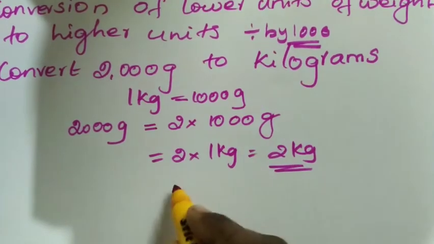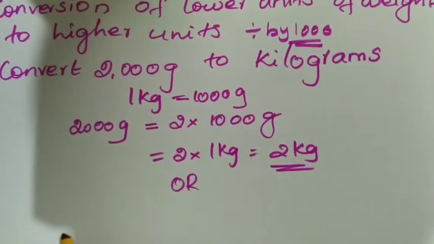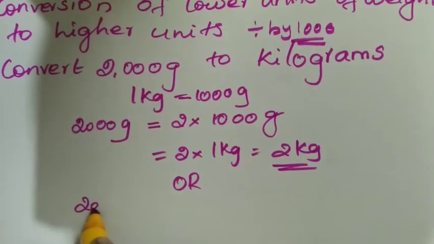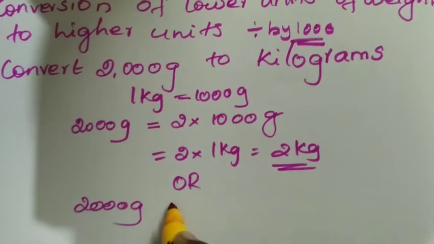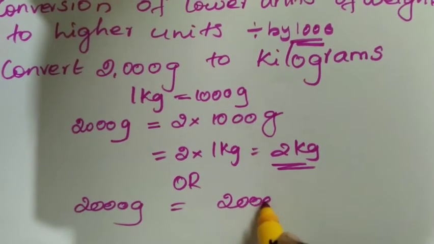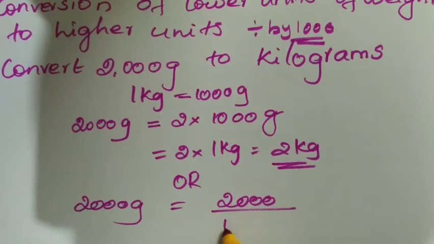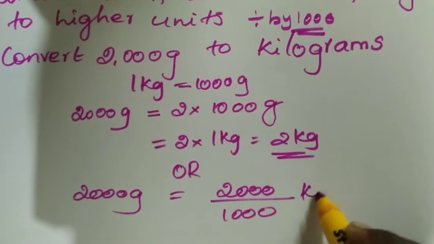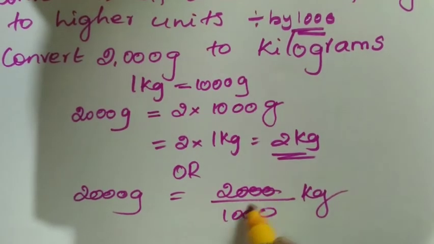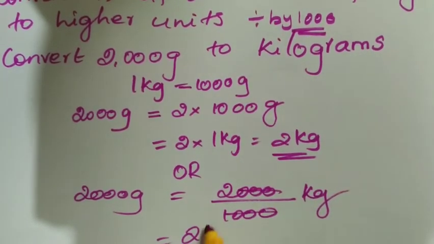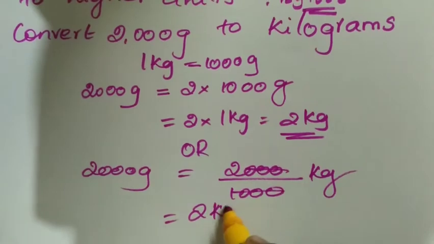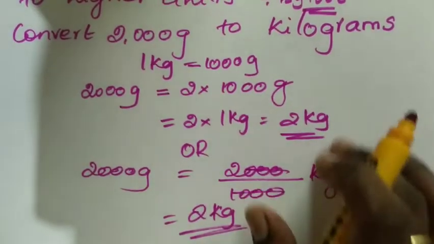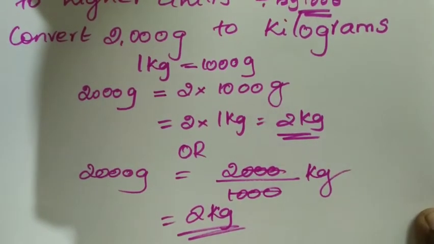The second method is to write the question as 2000 gram is equal to 2000 divided by 1000. 2000 divided by 1000. So 1000 write as kg. So we get the answer as 2 kg. In both the methods you will get the same answer. Okay guys, are you clear?